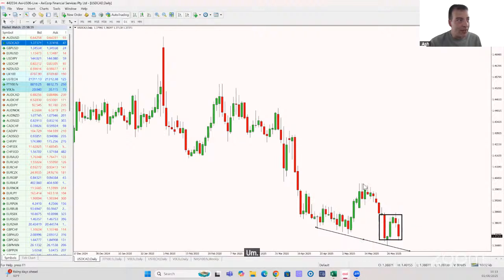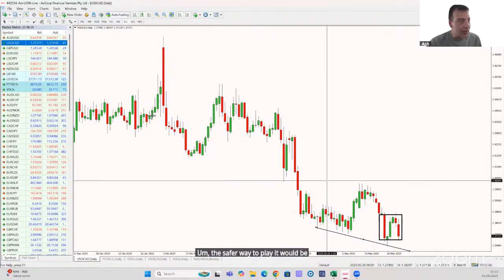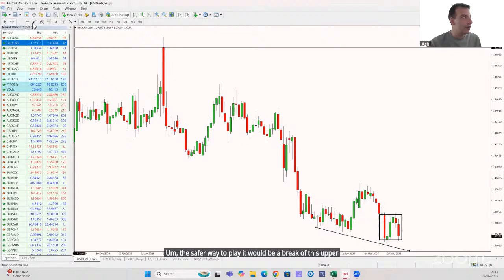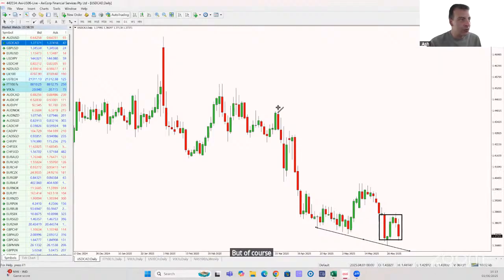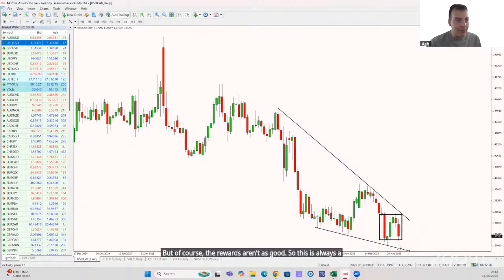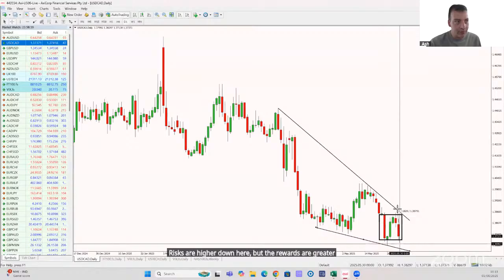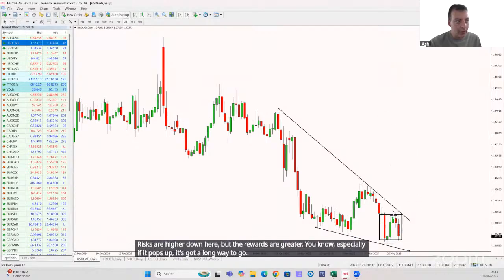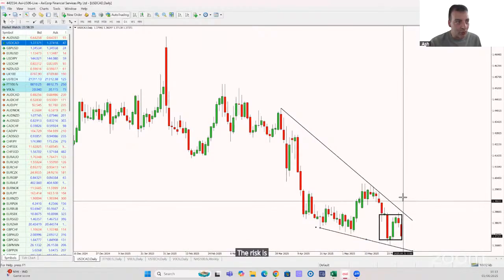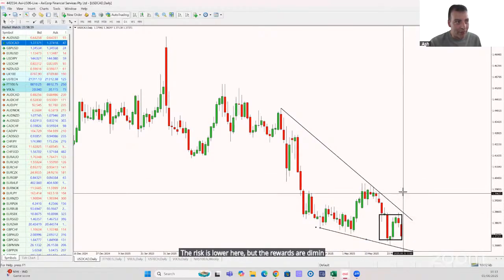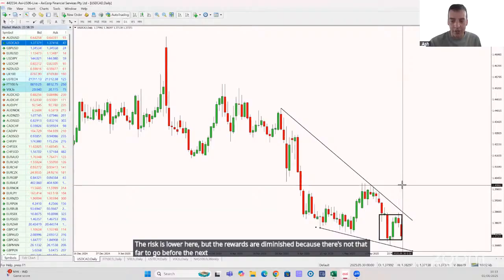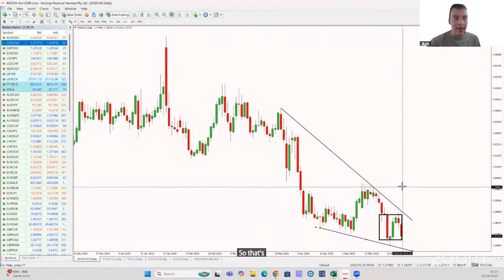The safer way to play it would be a break of this upper area, but of course the rewards aren't as good. So this is always a risk to reward game. Risks are higher down here, but the rewards are greater, especially if it pops up, it's got a long way to go. The risk is lower here, but the rewards are diminished because there's not that far to go before the next resistance zone. So that's what you're always going to be weighing up.